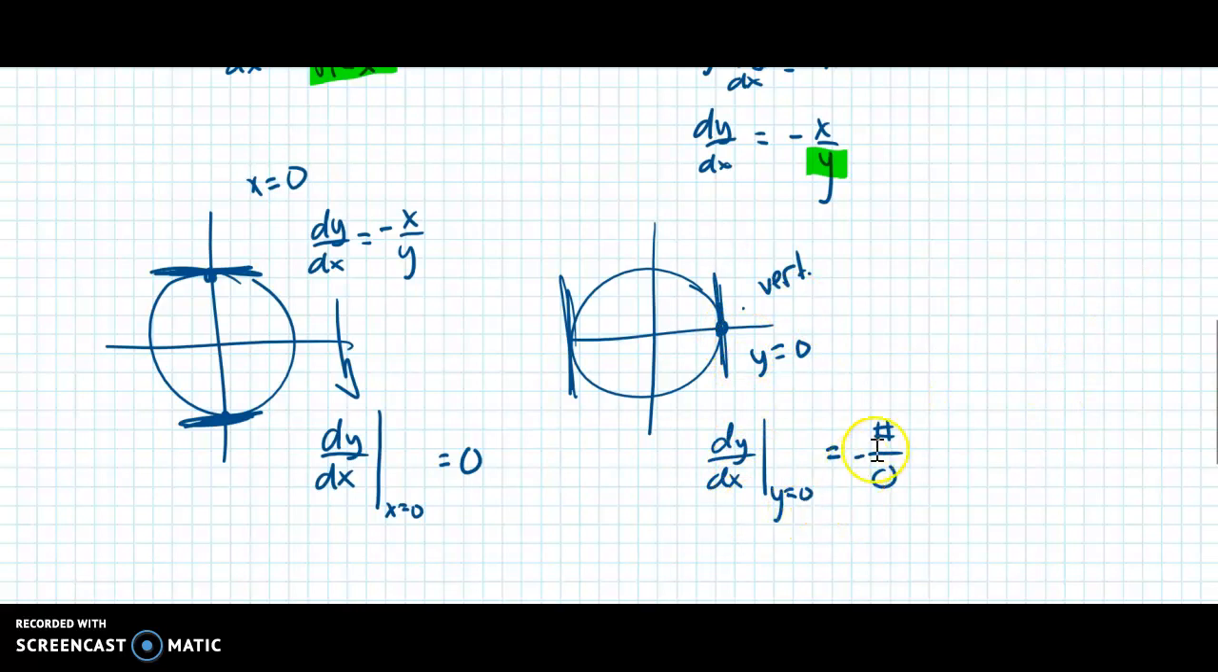When I plug in a y equals 0, well, I can't have that. That breaks math, having a 0 in the denominator. But what does it go to? What does the fraction go to as the denominator goes to 0? It goes to infinity. And what's the slope of a line that's vertical, that's up and down? What is the rise over the run? It is infinite. So it should make sense that when I get a 0 in the denominator, that gives me a vertical tangent line. And that's one thing that we often look for in these questions.